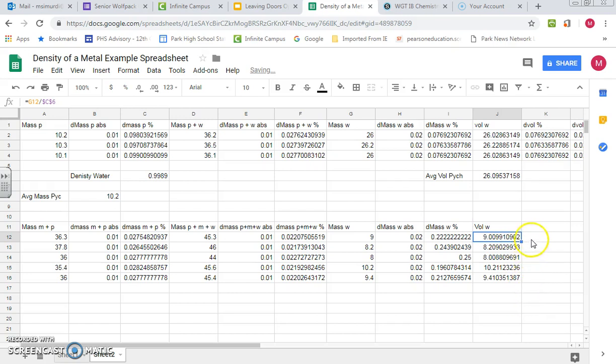And there's going to be my volume of water. Now, I'm probably going to get the percentage, the volume percent uncertainty first.